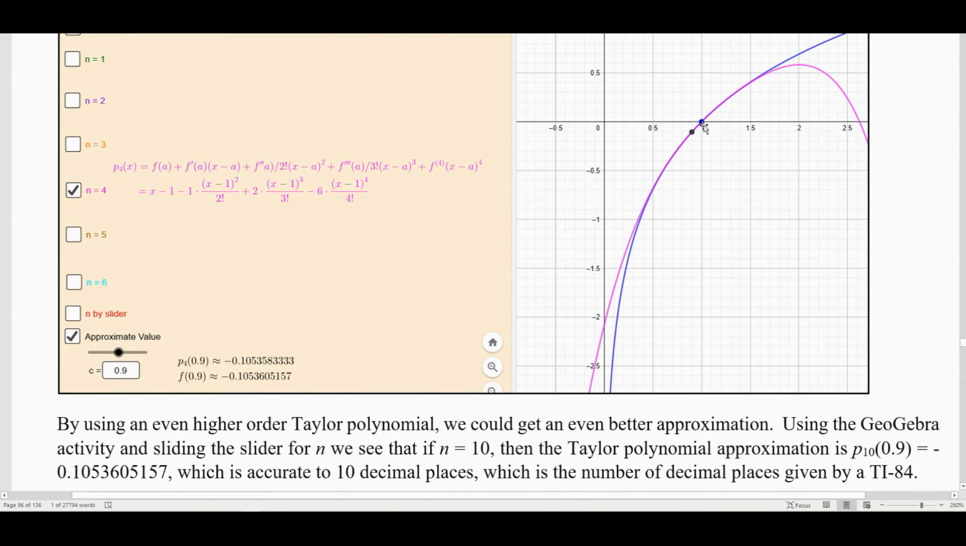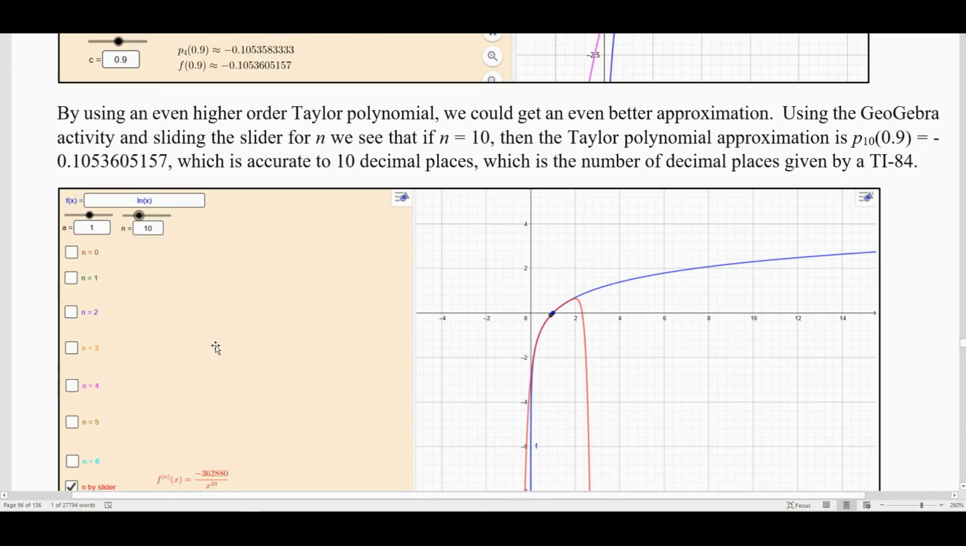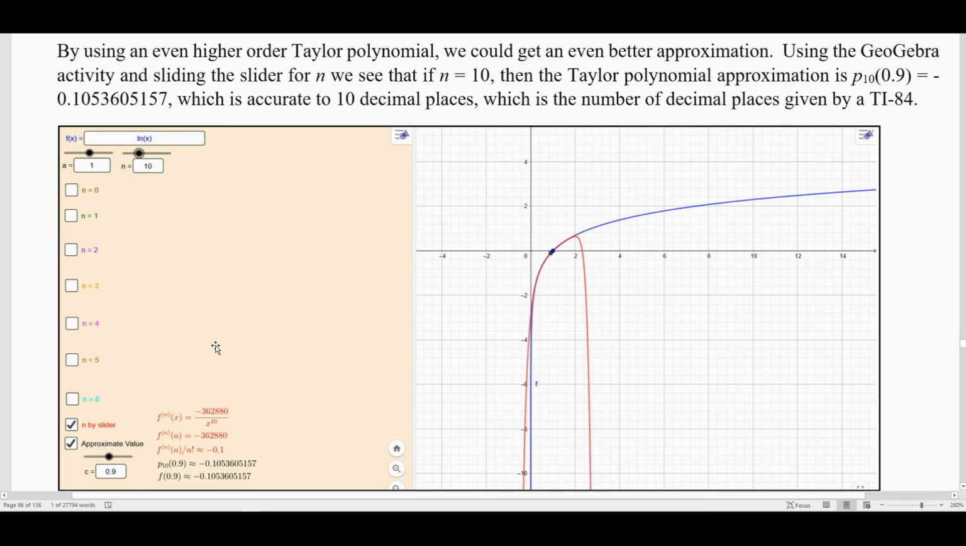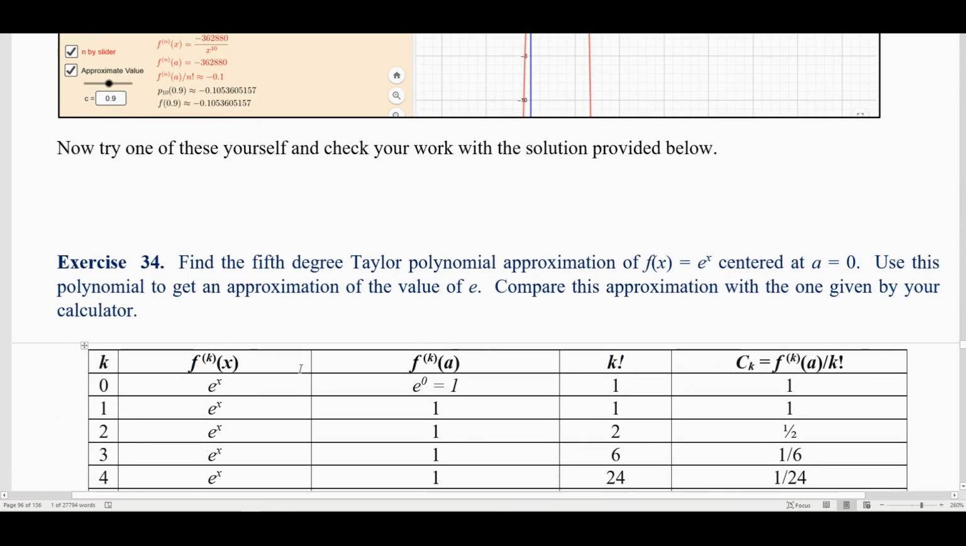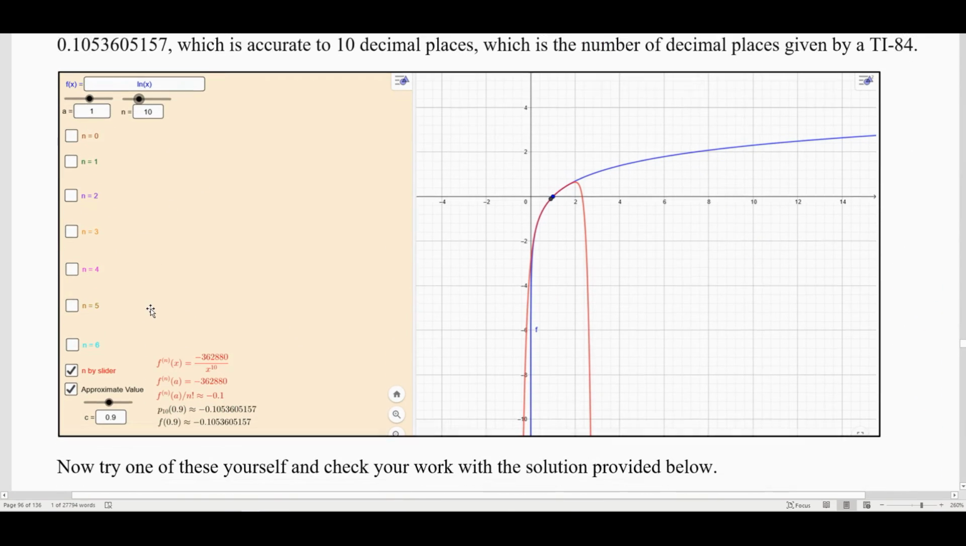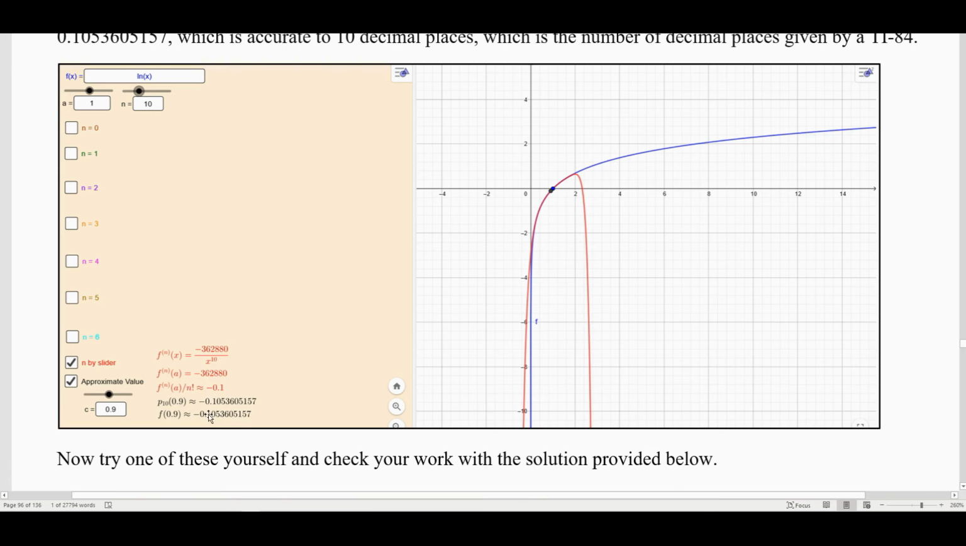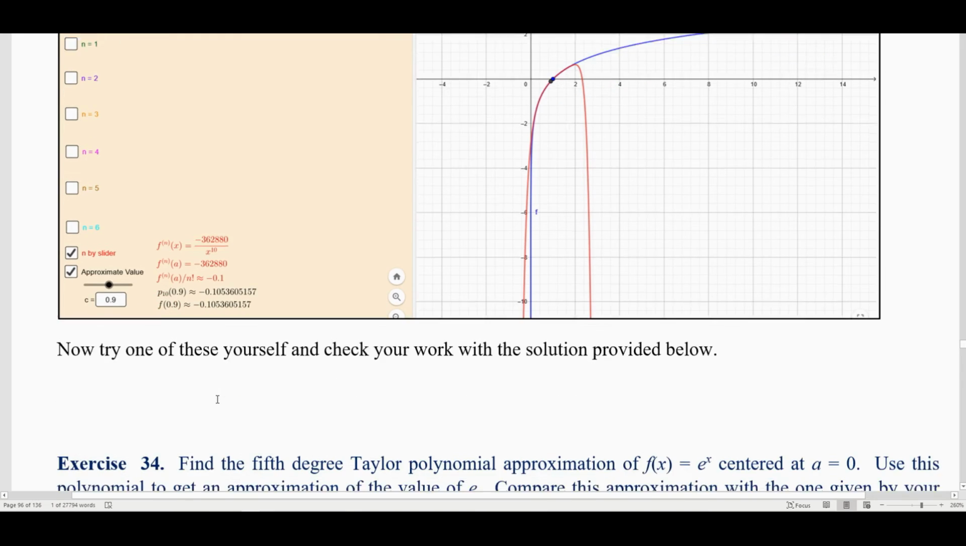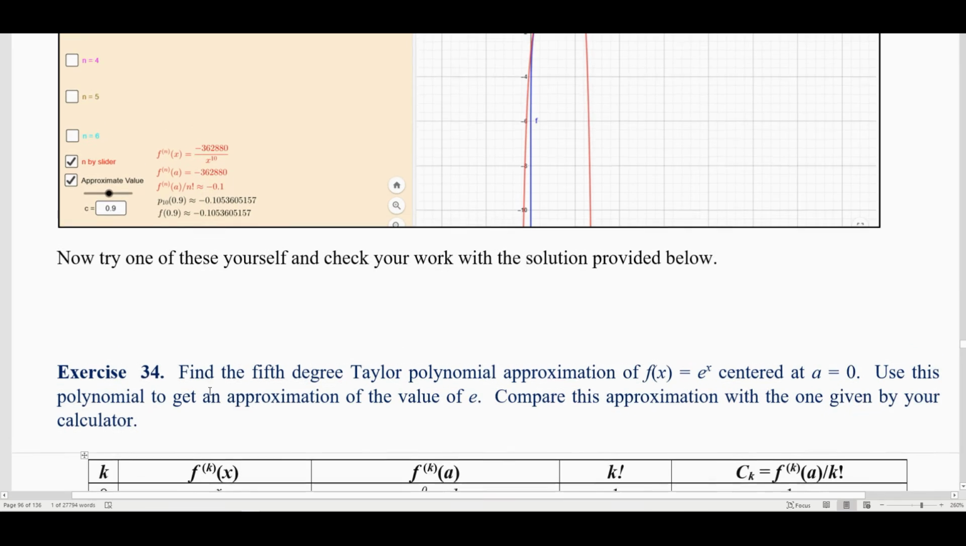Okay, and there's the point on the curve, and that's approximated by the corresponding point with the same x value on the pink 4th degree polynomial. Of course, if we get an even higher polynomial, we get an even better approximation. This one is polynomial 10, which I'm not working out by hand here, but I worked it out with the calculator and the program, and it gave us accuracy to all 10 digits, which is the best number of places, say, a TI-84 does.